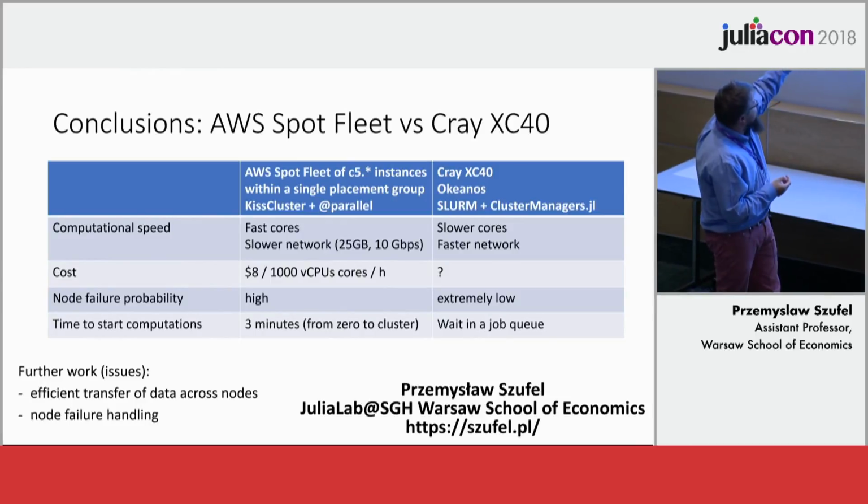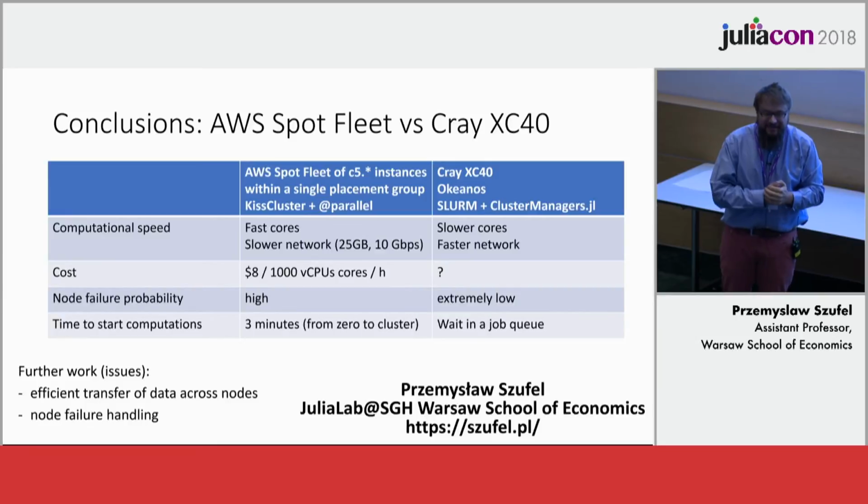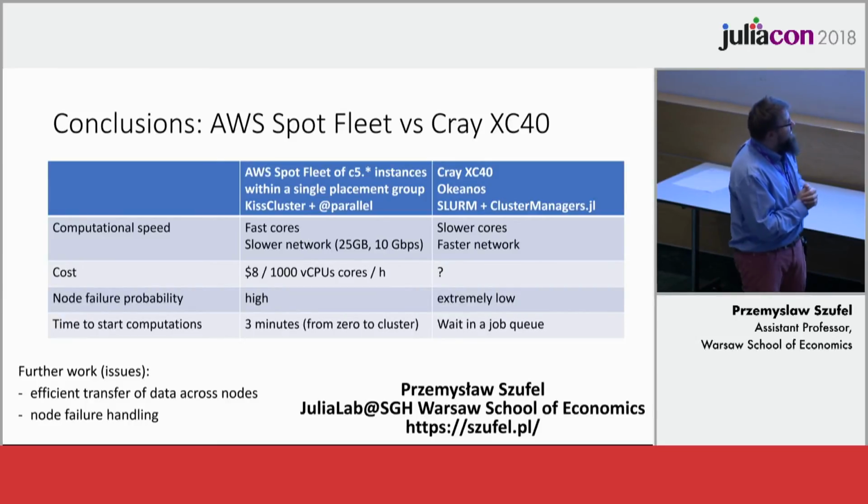So this is what I discovered. Basically, the cost of Spot instances is relatively low, so it's probably applicable for many numerical computations. I do not know how Cray costs.